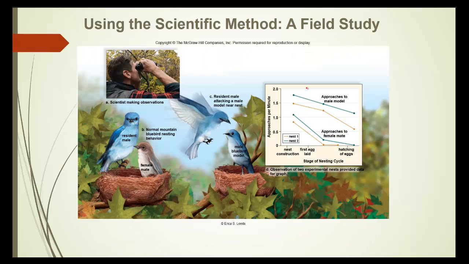Here's another example. This one is looking at different reactions amongst the birds. They've picked one experimental variable, one thing to look at, for instance, laying the eggs and the bird's reaction to it.